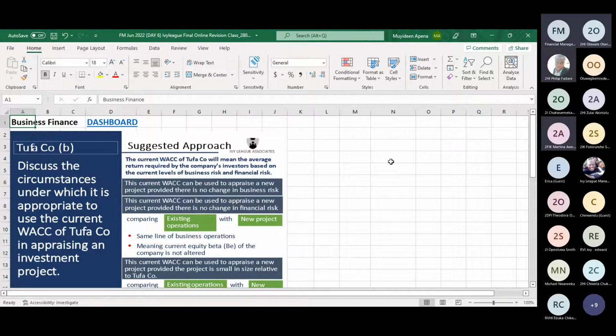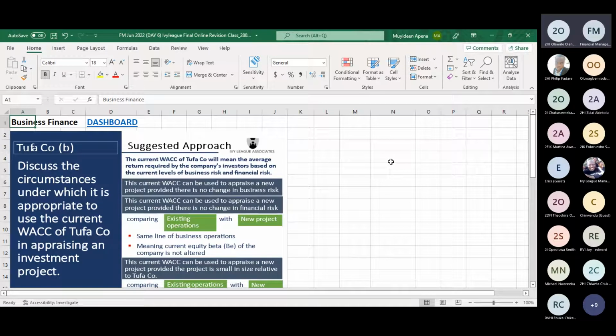Okay. So when that happens, you will not need a proxy company, because the company is embarking on a project in the same line of business, but that new project requires special funding that will alter the capital structure, which will make the financial risk change. You will not need the proxy company. What you will need is just to ungear the current equity beta of their company, removing their current financial risk.